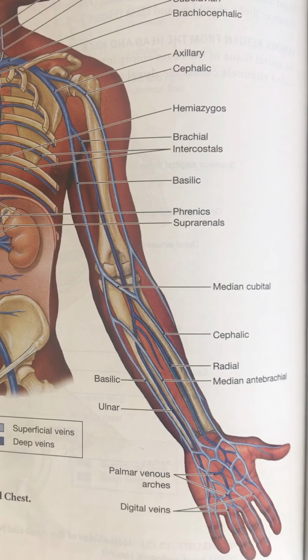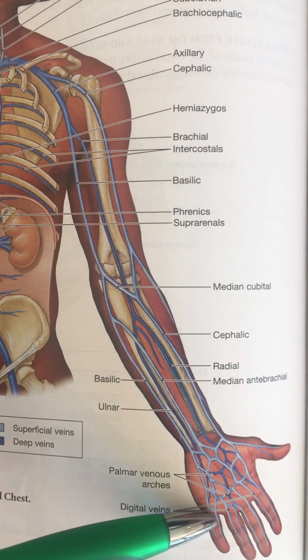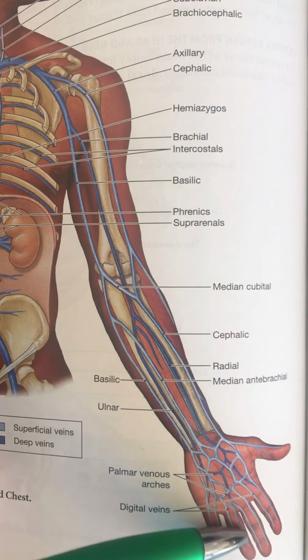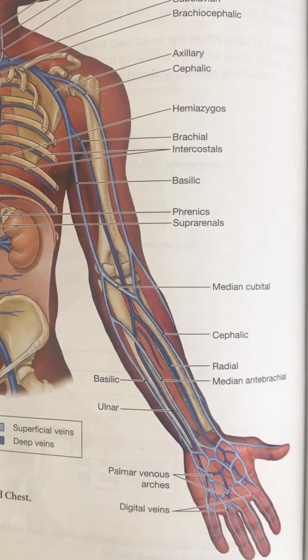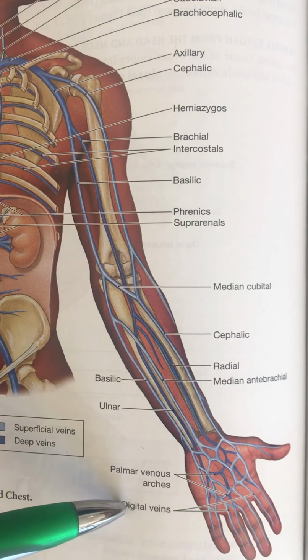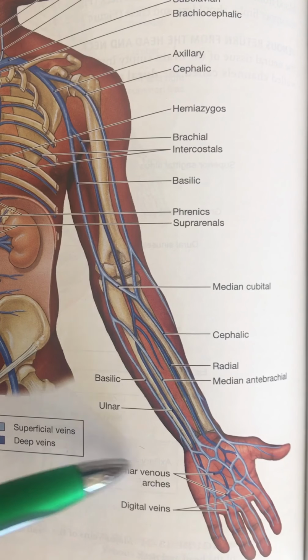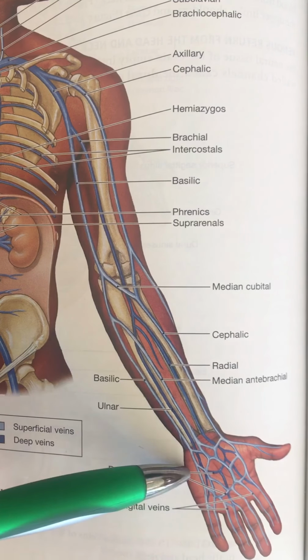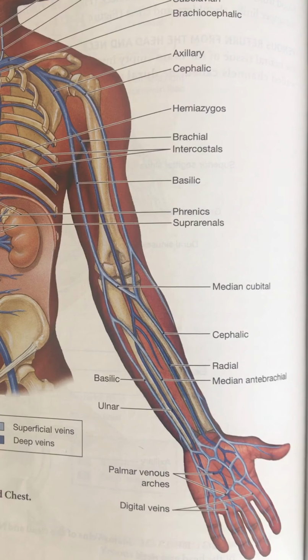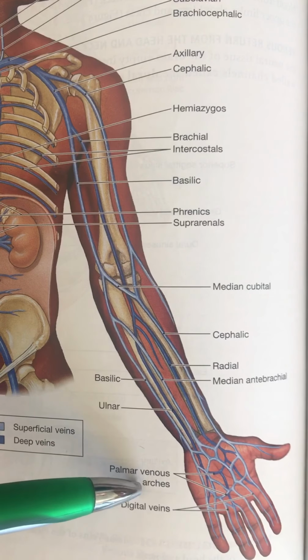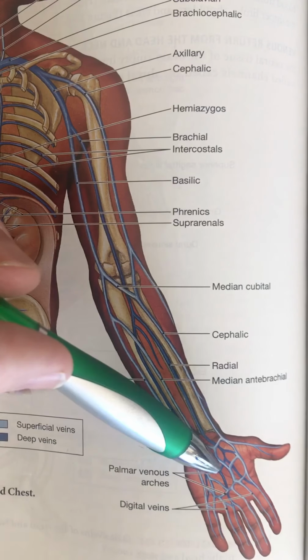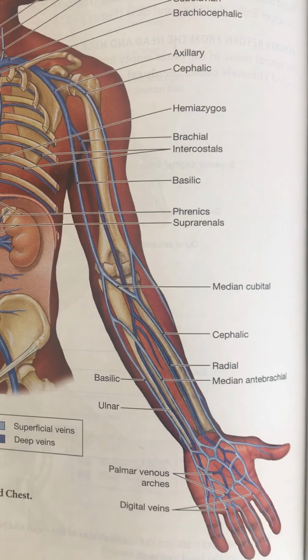If you remember when we were talking about the arteries, we had the digital arteries, which basically supplied blood to the fingers. Well, now we've got to drain that blood, so we do that through the digital veins. And if you remember, we had the palmar arch when we were looking at the arteries. Now we have the palmar venous arches, right? And if you notice, one is a darker color than the other.